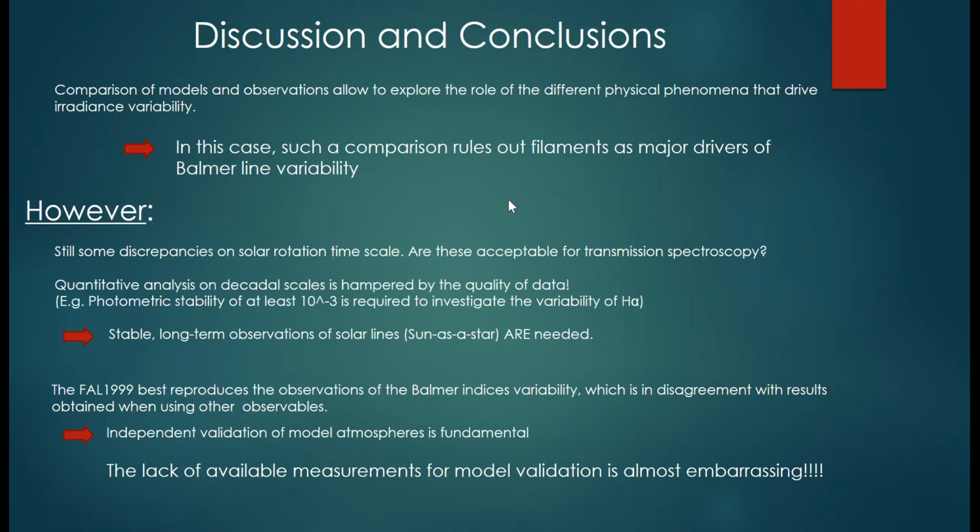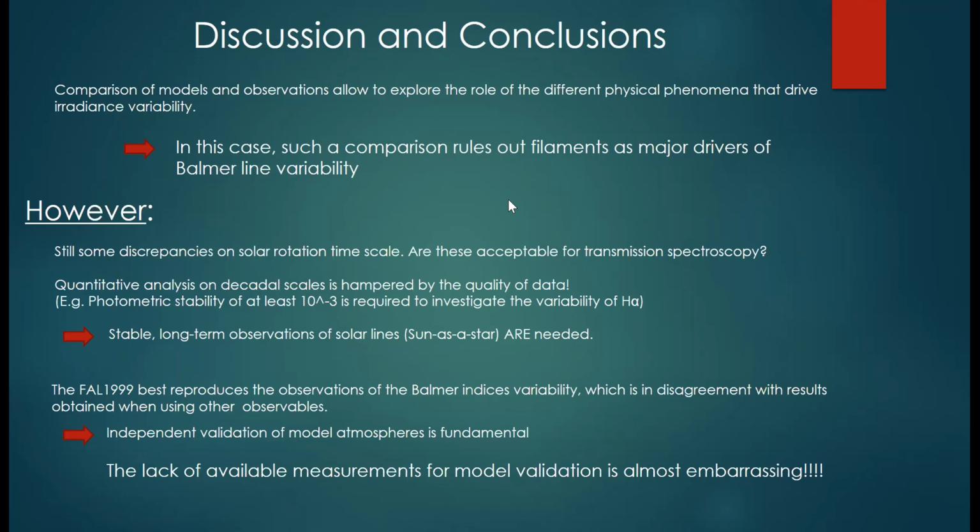We really need data that are stable over long-term temporal scales. And I think it's very important that we push our funding agencies to promote and to support these types of measurements. And the second problem that we have is that I've shown you that the FAL 99 model seems to best reproduce the observations of the variability of Balmer lines.